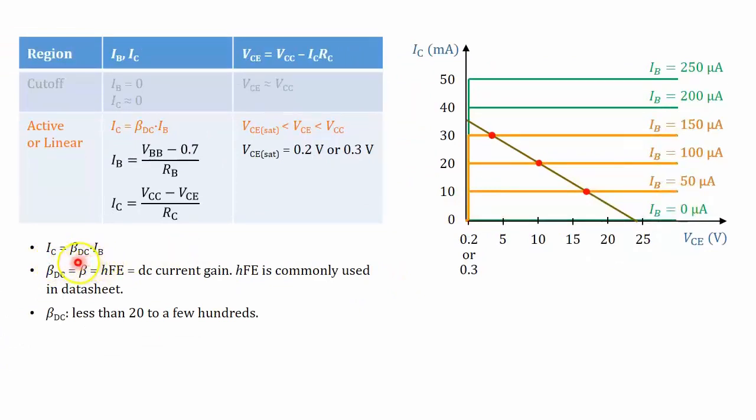The proportionality constant is called DC current gain. It can be labeled as beta DC, beta, or HFE. The label HFE is commonly used in the transistor datasheets. Beta can be in the range of less than 20 to a few hundreds.